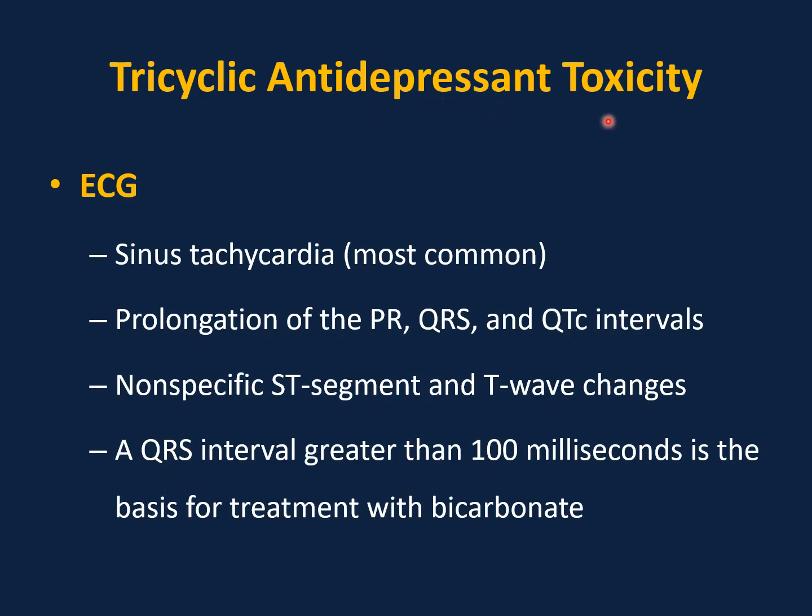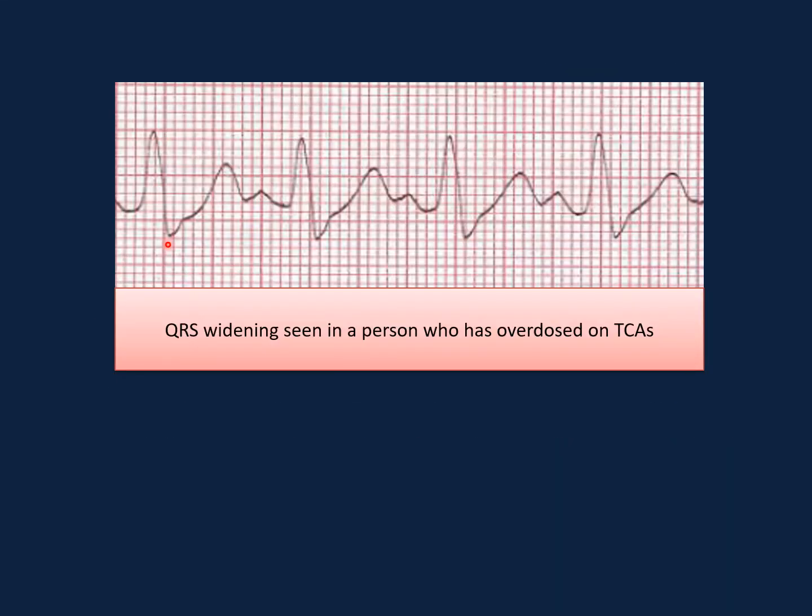Tricyclic antidepressant toxicity, the ECG finding is very important. The most common is sinus tachycardia, prolongation of PR interval, QRS and corrected QT interval. Non-specific ST segment and T wave changes. QRS interval greater than 100 milliseconds is the basis for the treatment with bicarb for alkalinization. This is a wide QRS complex in a patient overdosed with a tricyclic antidepressant.